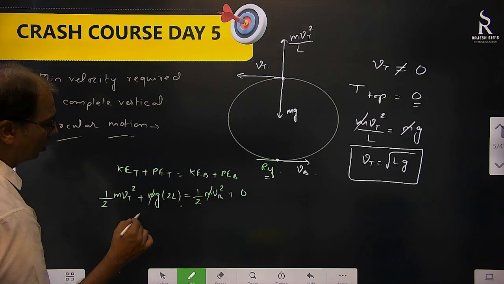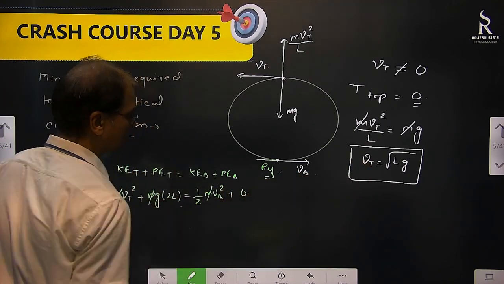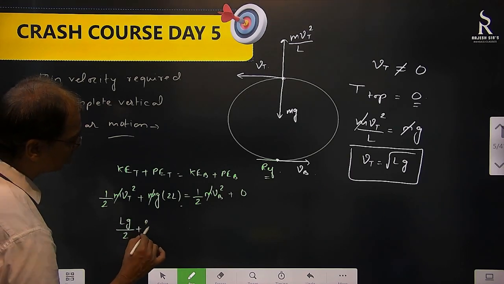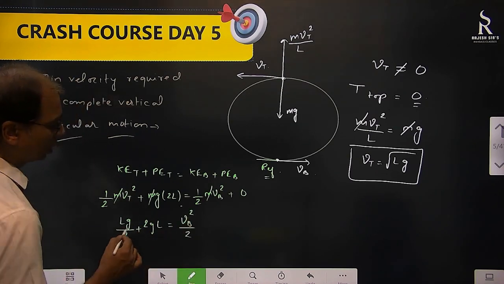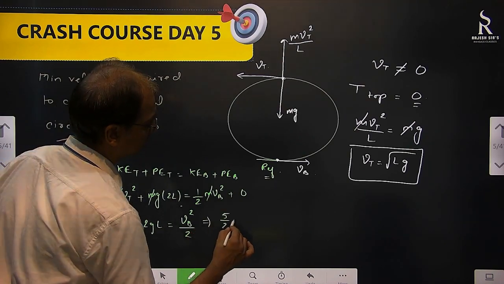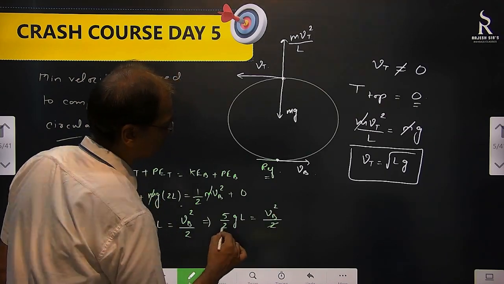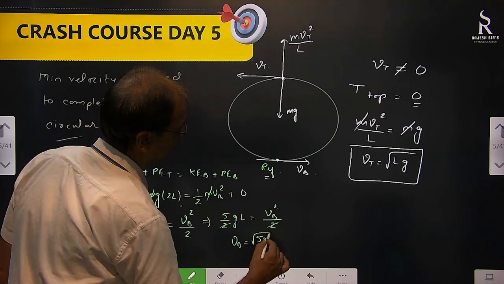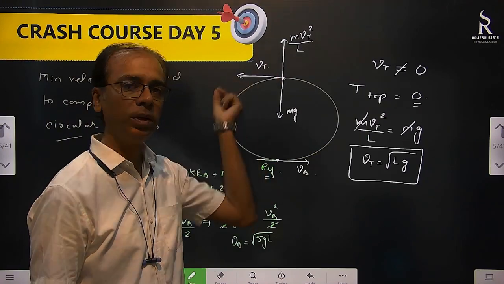So what we have? First is m, and m cancelled. Vt square by 2. Vt you already have, so Vt square I am writing as Lg. So Lg by 2 plus 2gL equal to Vb square by 2. So 2gL plus Lg by 2, that is 5 by 2 gL, equal to Vb square by 2. This gets cancelled. So Vb value is root 5gL.